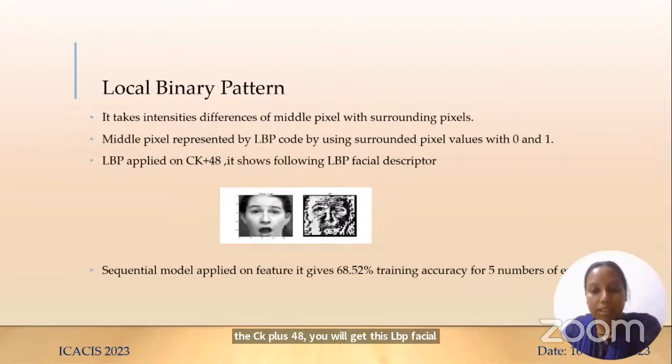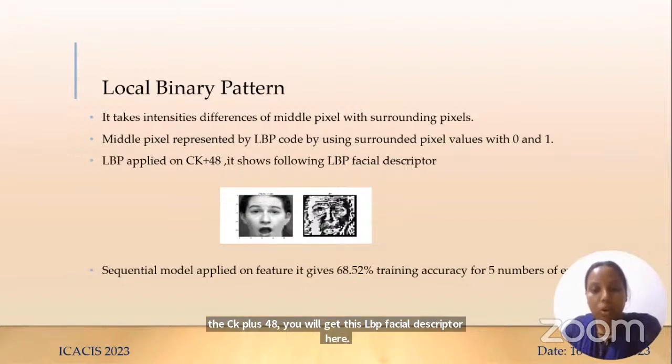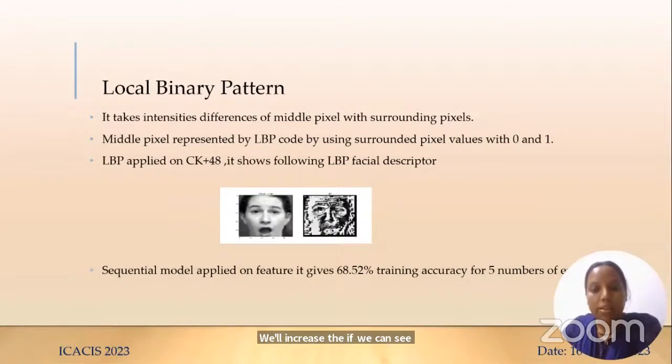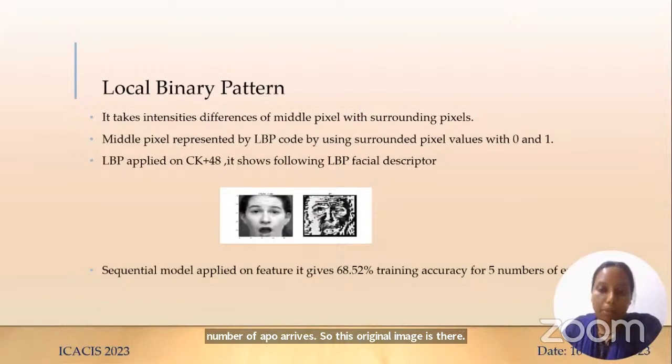Here, if you can see the original image and the sample image, you are getting the facial features. We just used the 68.52 training accuracy for 5 epochs. So this original image is there, and we are getting this LBP facial descriptor. So the accuracy has been increased in LBP, that is, the local binary pattern.